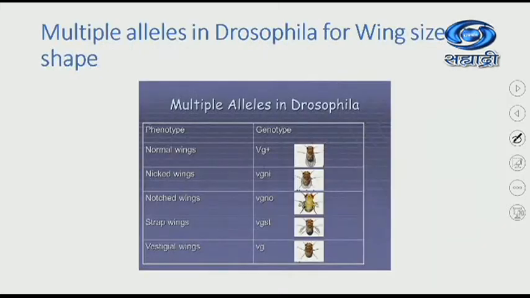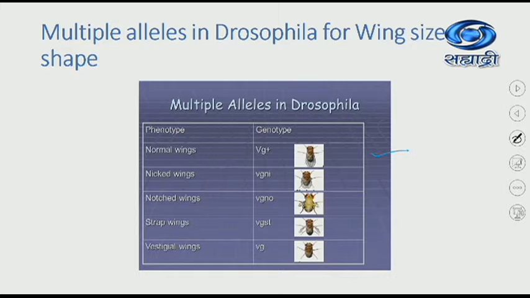One more example of multiple allelism we'll study is in Drosophila, which is responsible for the different wing size. In Drosophila, for the wing size, suppose there is allele Vg+, the Drosophila has normal wings. If the Drosophila has the gene Vg-ni, it has nicked wings. If it has Vg-no, then it is having notched wings.